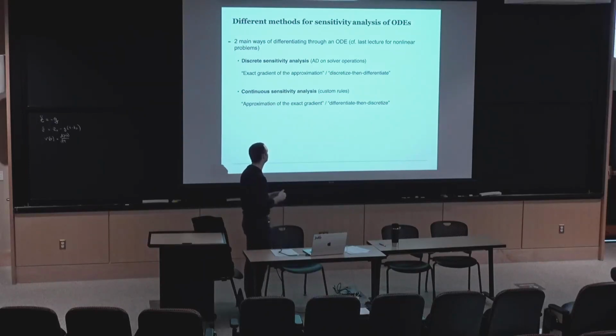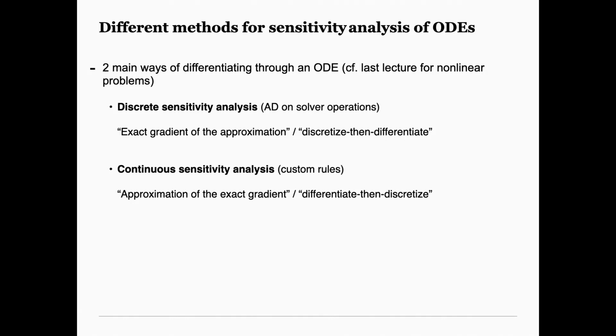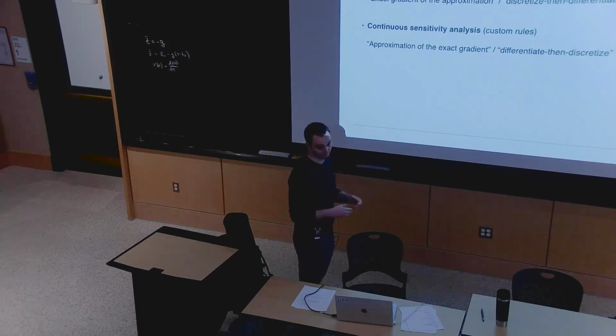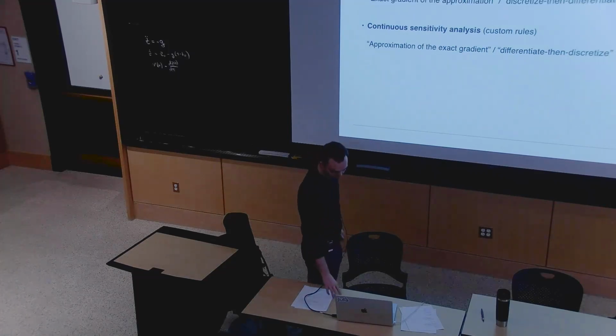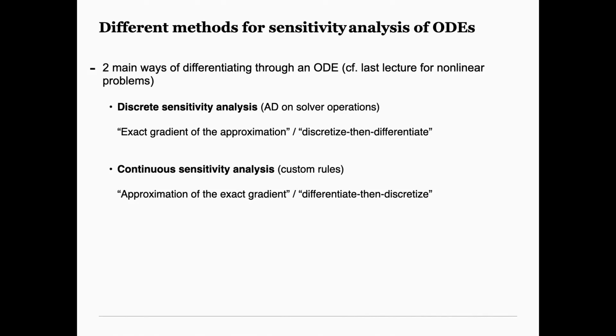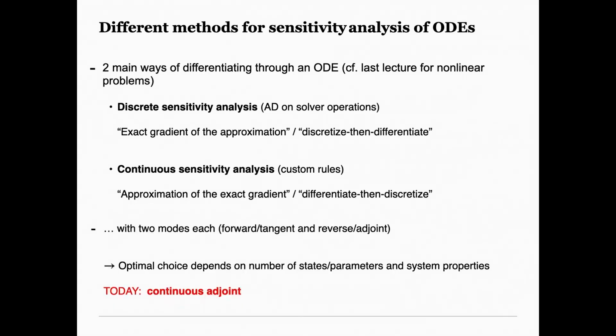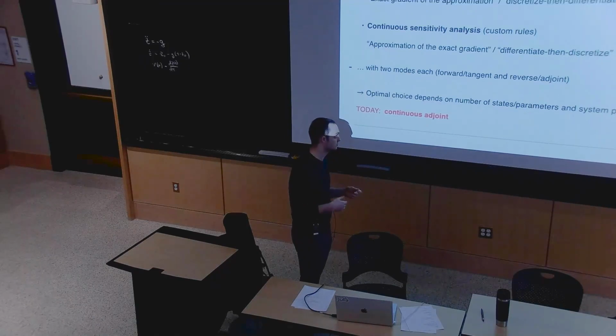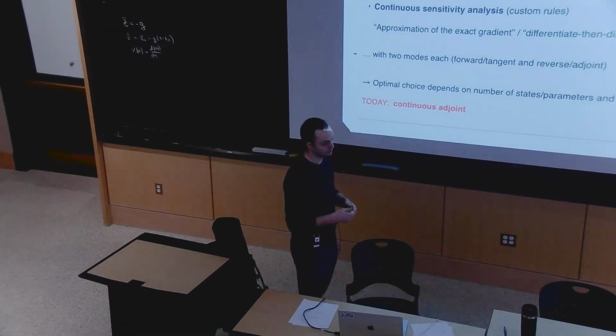And the second one is basically we write a custom rule for the sensitivity analysis. And so we first approximate basically the gradient that we want to compute, and then differentiate it, and then discretize it. And for each of these paradigms, of either first discretizing and then differentiating, or first differentiating and then discretizing, there are two different modes that you also probably have covered in the lecture already. You can either derive a forward, or also called tangent mode, or reverse adjoint modes. And depending on if you have many input parameters and a small number of outputs, one of these modes is basically preferred to each other.